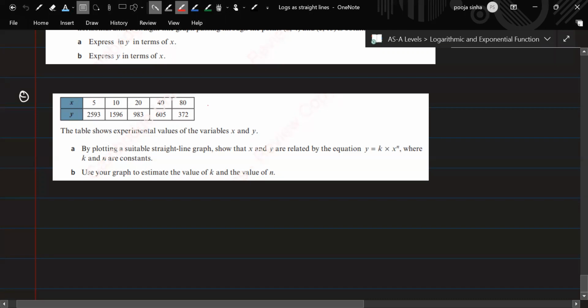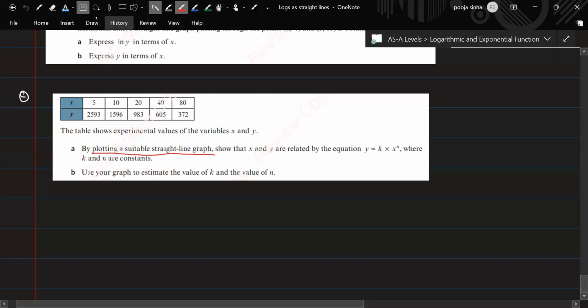What will you get here? Will you get a straight line here, or will you get a curve? You will get a curve. How do we know that? Because the relationship given to us is y is equal to k into x raised to power n, correct? So you will get a curve. But what is it asking us? By plotting a suitable straight line graph. It's asking us to make a straight line graph.